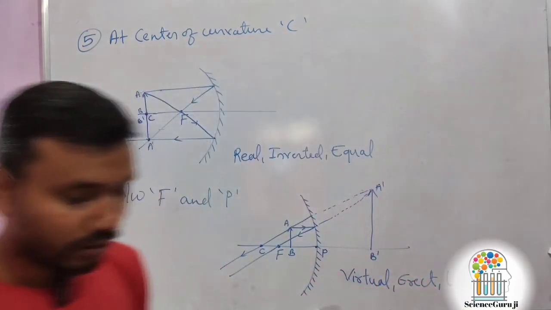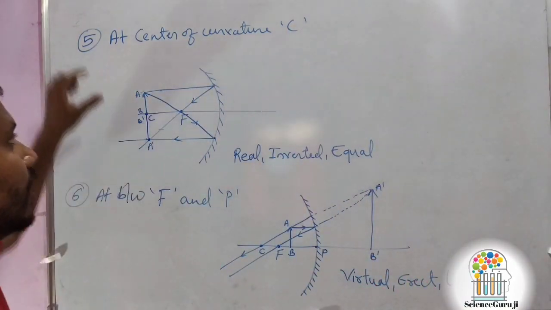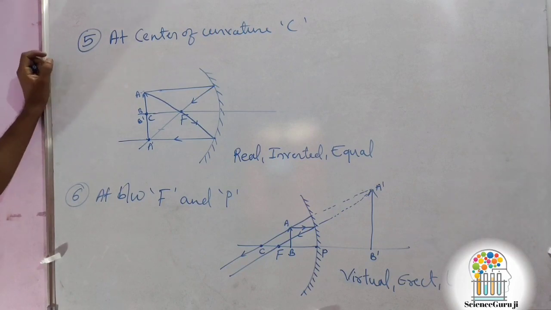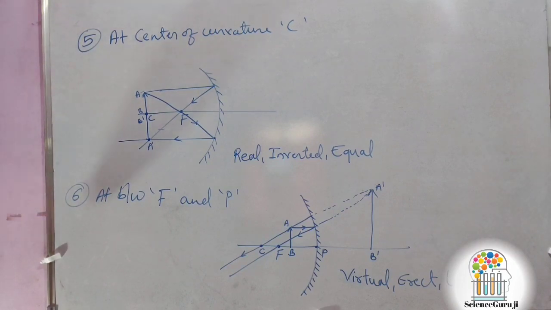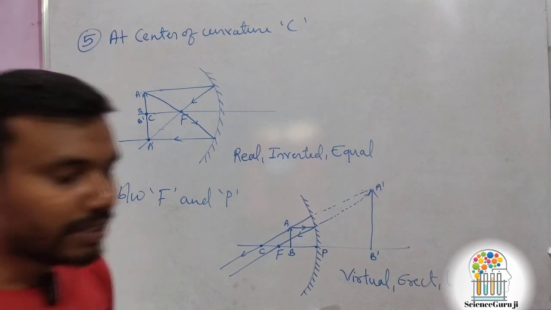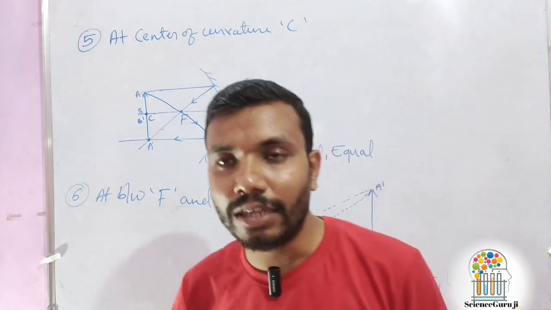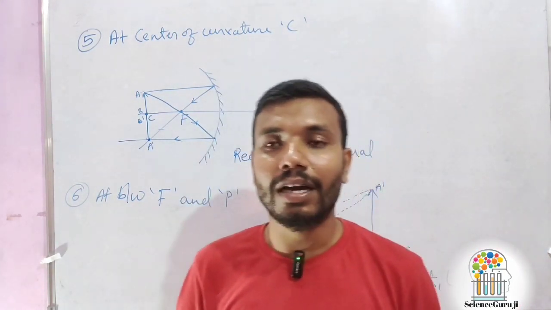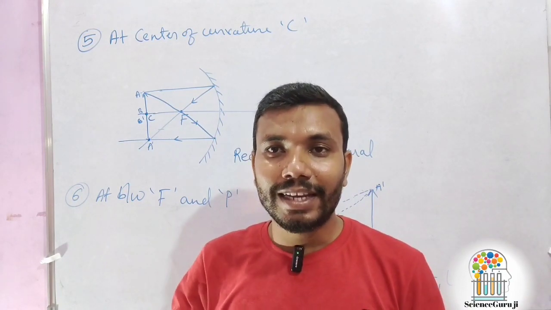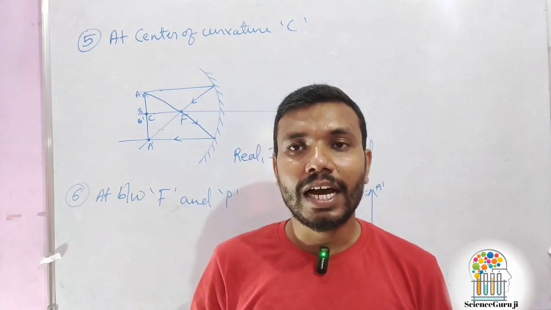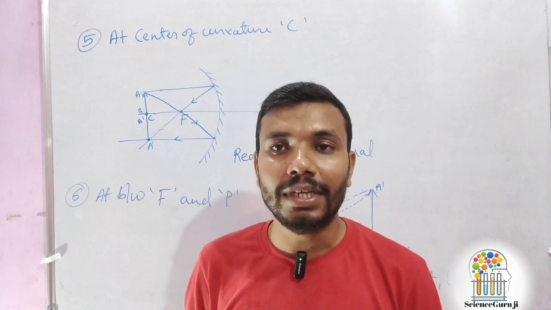Okay, so this is how image forming by the concave mirror is completed. Let's move to our next one, that is image forming by the convex mirror. Basically a convex mirror forms only two types of image, and both images are virtual and erect, and they may be large or they may be diminished.